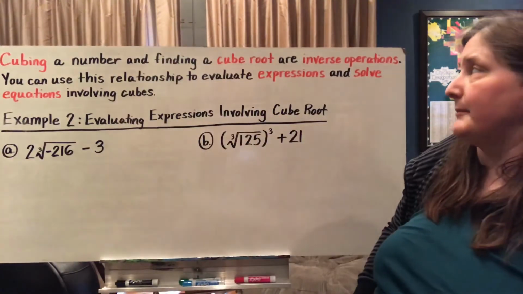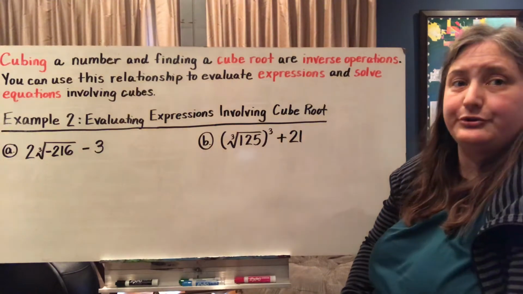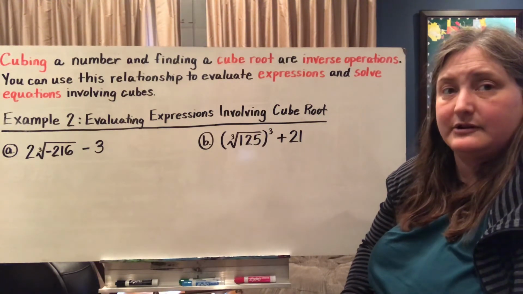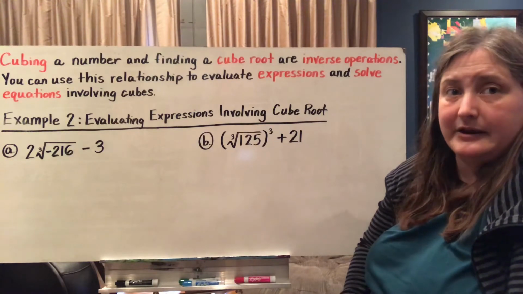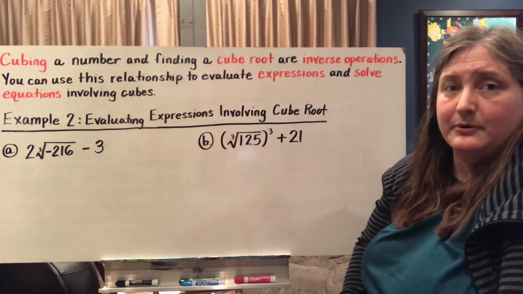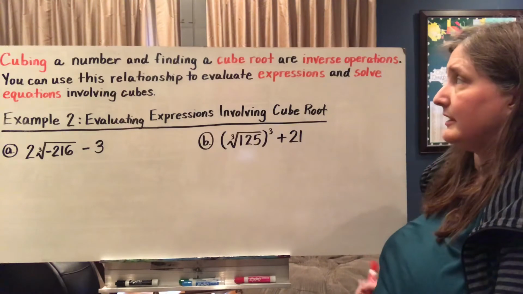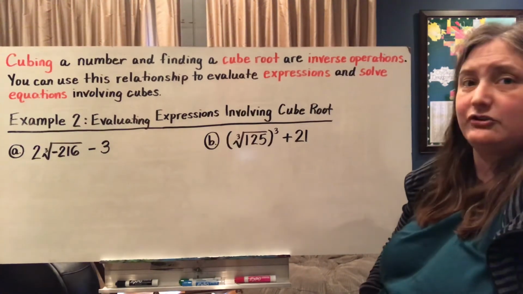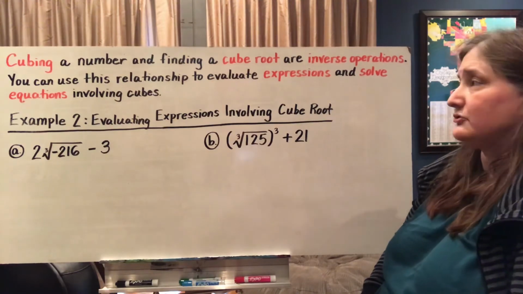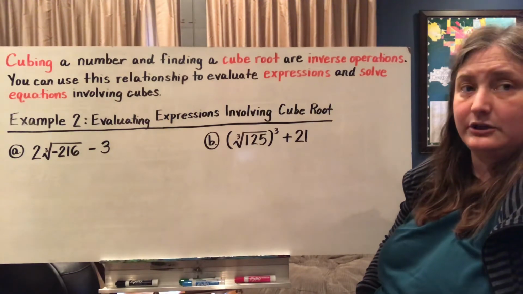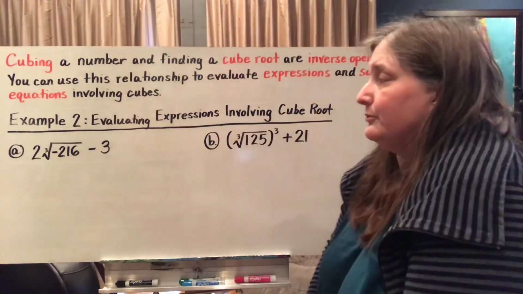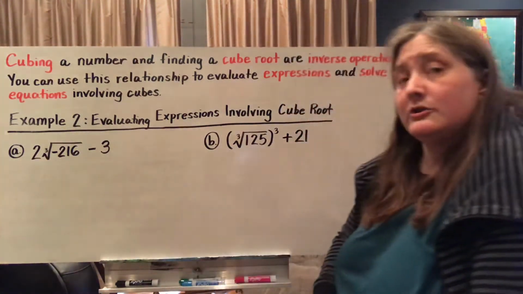When you're cubing a number and finding a cube root, you're doing inverse operations, just like adding and subtracting are inverses, or multiplying or dividing, or squaring a number and doing a square root. Cubing and cube root are inverse operations, and we can use this relationship to evaluate expressions and solve equations involving cubes.